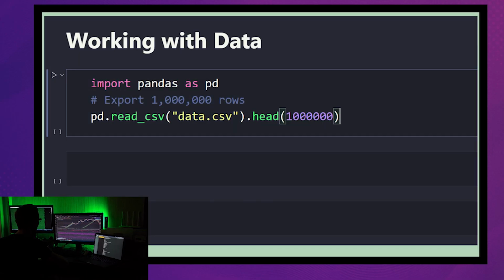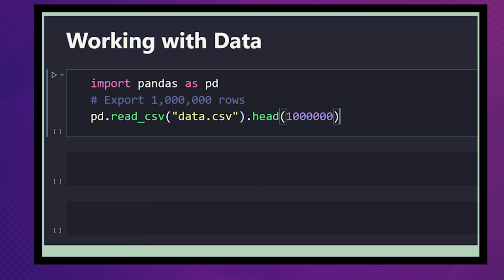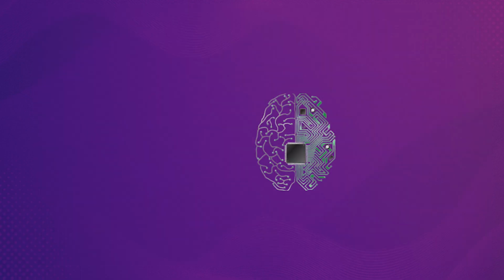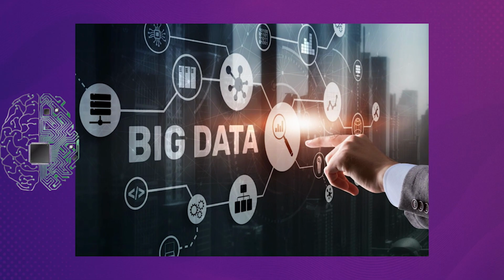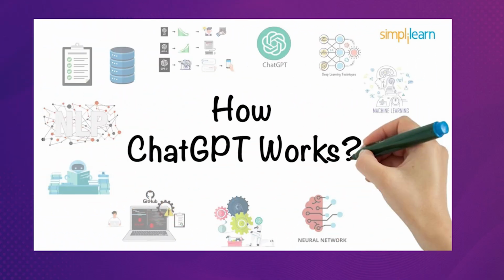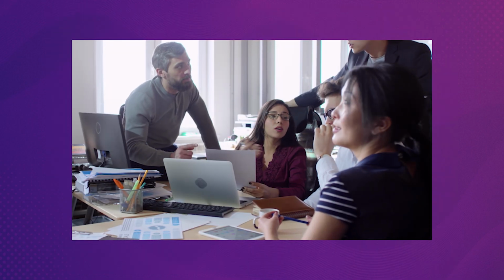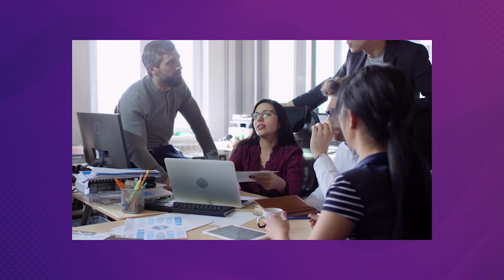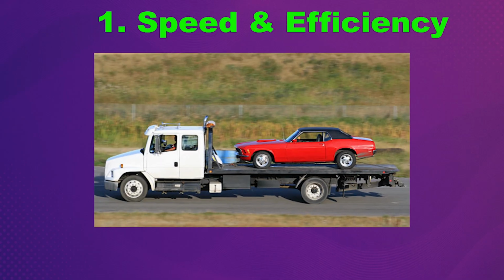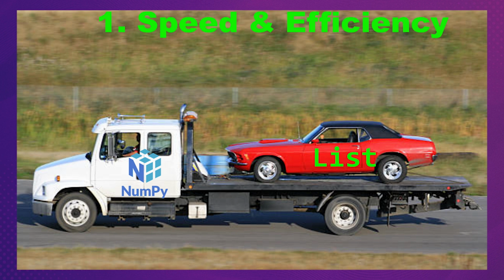Ever felt stuck because your Python code runs so slowly when handling a large dataset? Or maybe you have seen mind-blowing AI projects but you have no idea how to start working with big data yourself. If you have been wondering how tools like ChatGPT process language, how self-driving cars read camera images, or how companies analyze millions of transactions in a second, NumPy can process massive data up to 50x faster than regular Python lists.